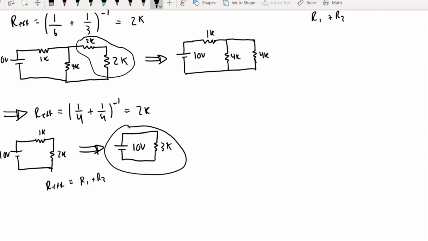And what you could do is solve for the current again using Ohm's law. V equals IR, rearrange for I and solve for the current going through right here. And we know that it's going to be 10 volts over 3K, which is approximately 3.33. This time it's going to be 3.33 milliamps just because we have the resistor in kilo ohms instead of just ohms.